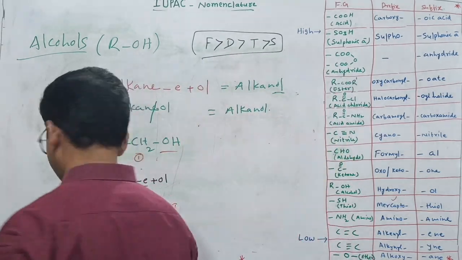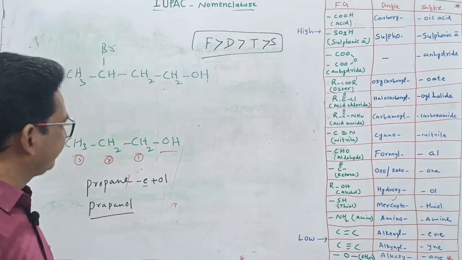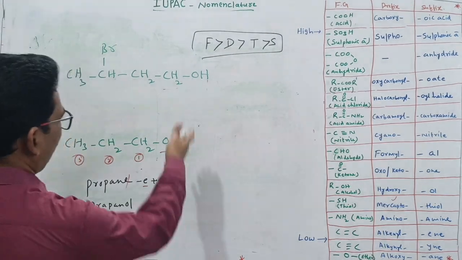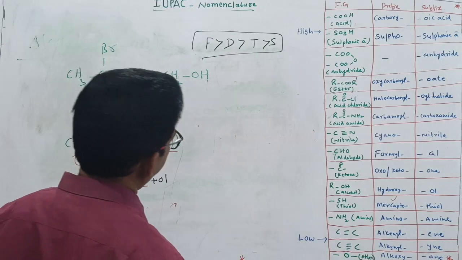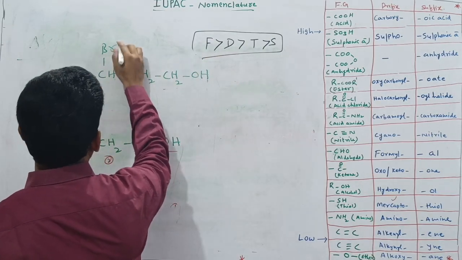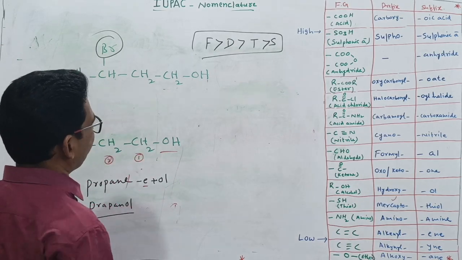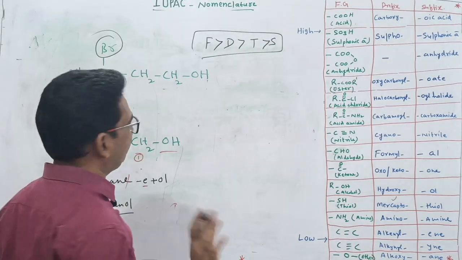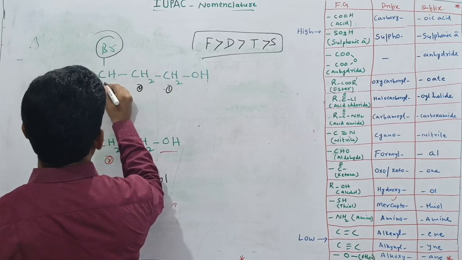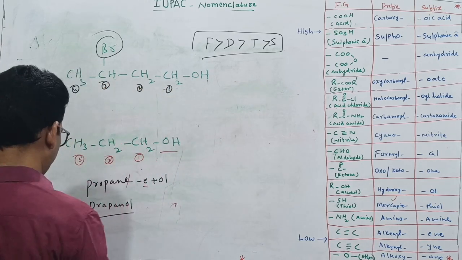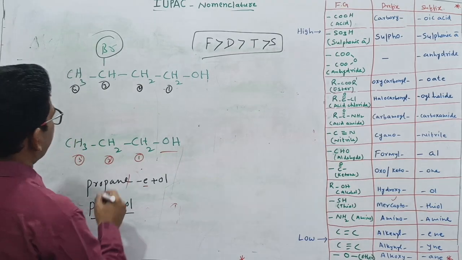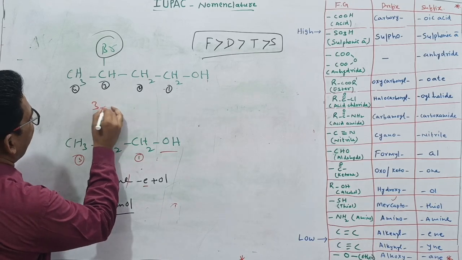और एक example देखते हैं. Now see from which side, किधर से numbering देंगे? More prior. कौन सा है functional group? OH है. Functional group more prior, then the substitution. Halogen we are writing as a substitution. Remember that. 1, 2, 3, 4. Now write the name for this one. Substitution at which position? Third position.